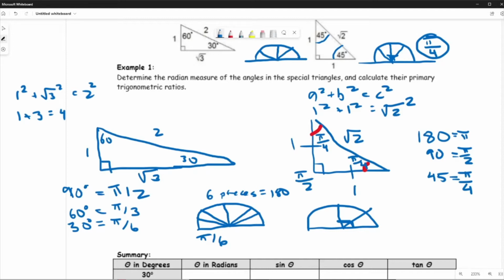So this is the idea with the two special triangles, and what we're going to do now is calculate their trig ratios. So let's just remember how to do that here.